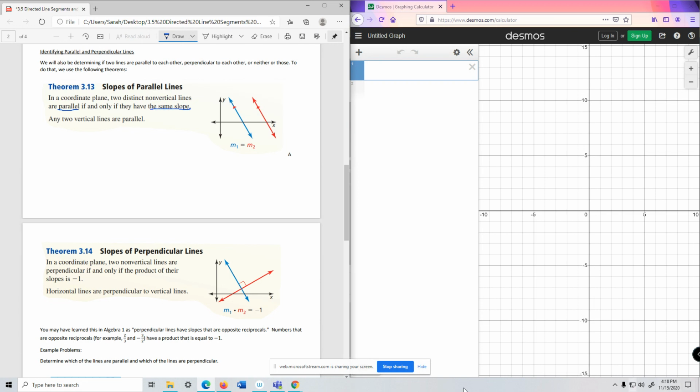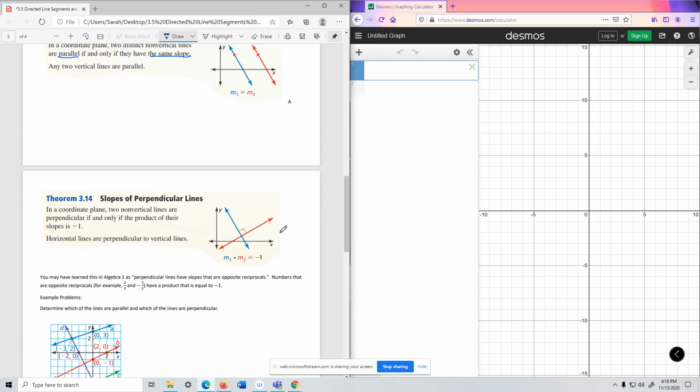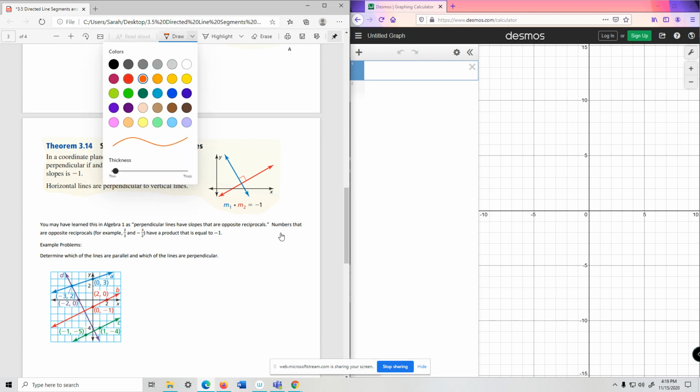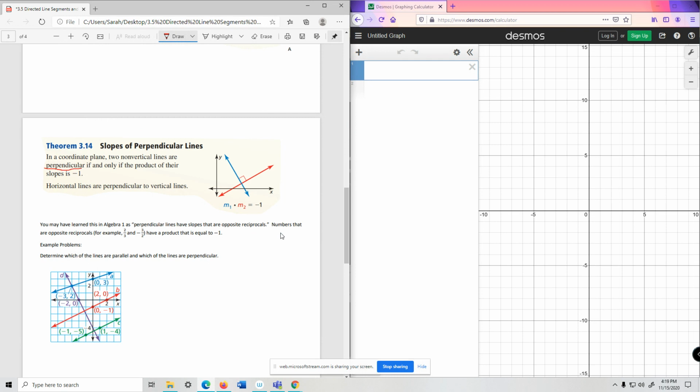Next up is perpendicular. Same idea, we're talking about two lines in the xy coordinate plane. If you have two non-vertical lines, they are perpendicular, meaning they intersect at right angles, like we've talked about before, if and only if the product of their slopes is -1. So as you can see here, the first slope times the second slope equals -1 exactly. If you get anything else other than -1, they're not perpendicular.